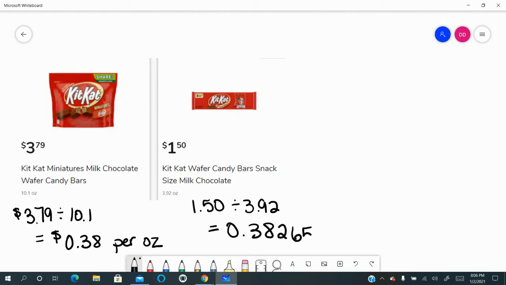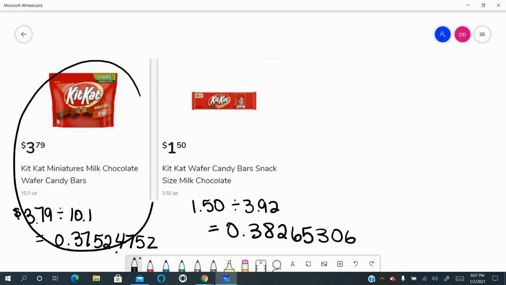Okay, once again, it looks like they both rounded to the same number. So I'm going to go back and check this first one again. It was actually 3752. So slightly less per ounce. So this is the better deal.